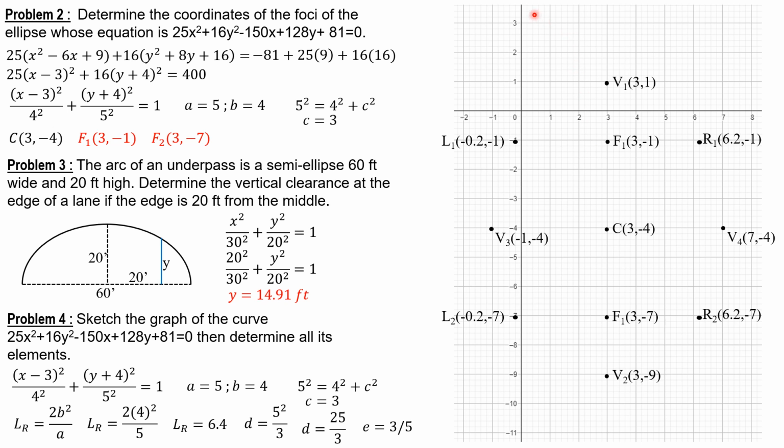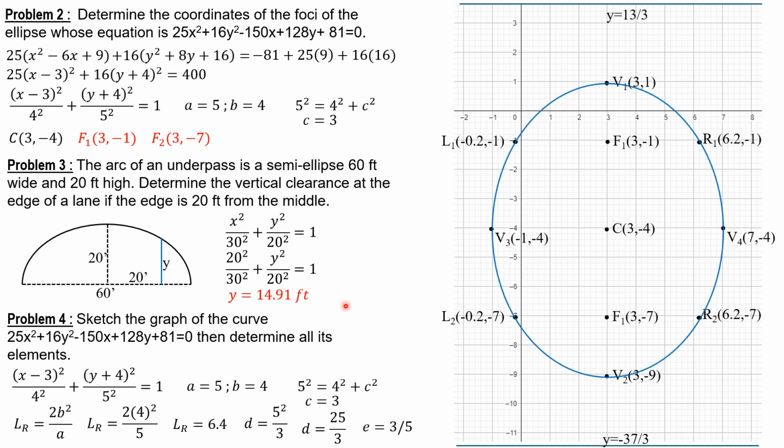It's 13 over 3, supposedly 4 and 1/3, but we cannot see 4 and 1/3 here because of the limited view. So we'll just put it there, but write the correct equation of the upper directrix, y equals 13 over 3. The lower directrix is negative 4 minus 25 over 3, and that's y equals negative 37 over 3, negative 12 and 1/3. We cannot see negative 12 here. Let's just imagine it; the important matter is the equation is correct, y equals negative 37 over 3. Then we draw a smooth curve through these points, which is the ellipse, whose equation is 25x squared plus 16y squared minus 150x plus 128y plus 81 equals 0.